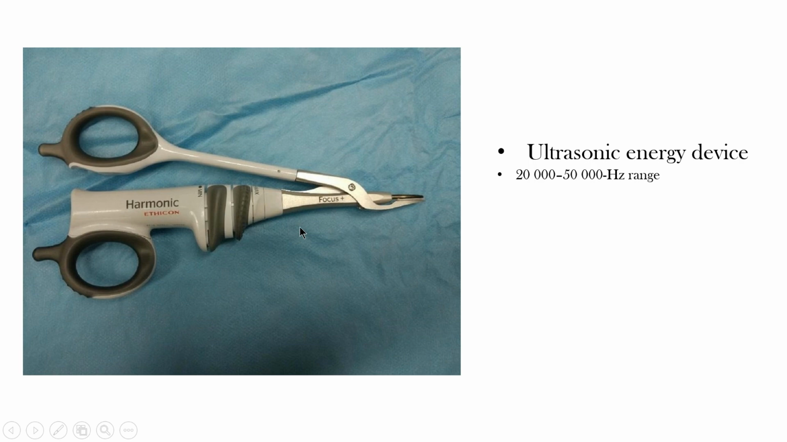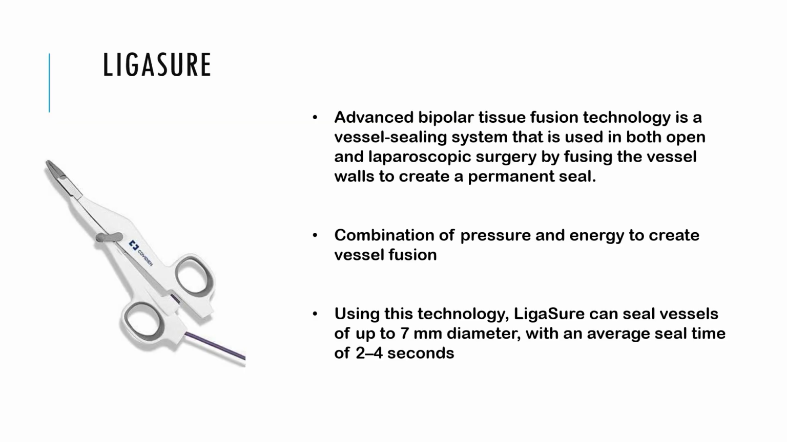Moving to the next one, these are other energy devices we have, where this classical instrument is called the harmonic scalpel. As you can see from the instrument here, this is from the Ethicon brand. It is based on ultrasonic energy, and the frequency range is usually 20 to 50 kHz. This is a very nice instrument we use both in open surgery as well as in laparoscopic surgery.